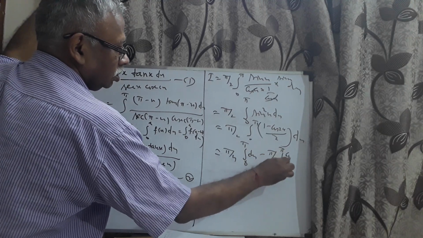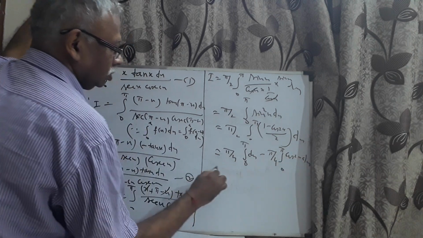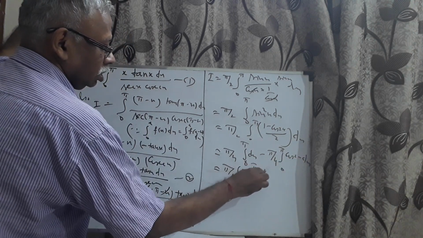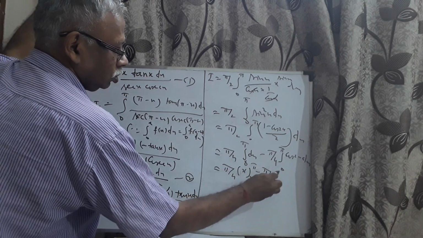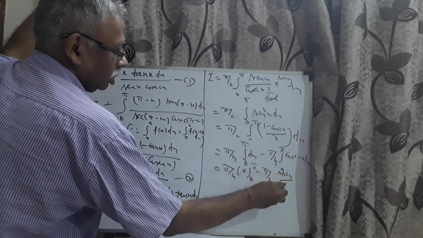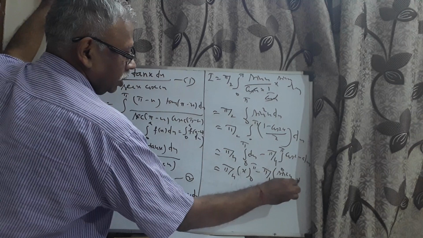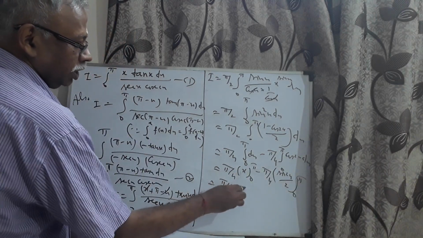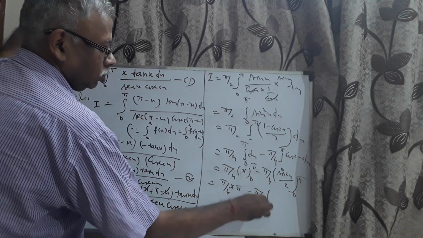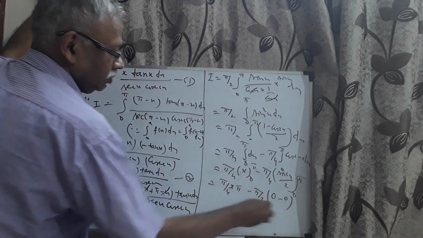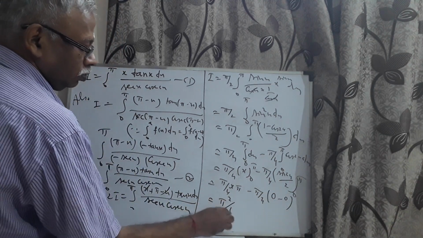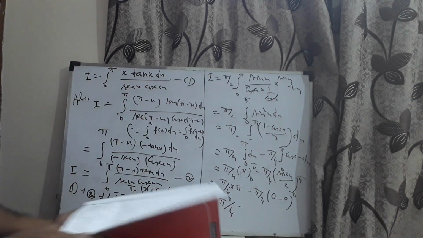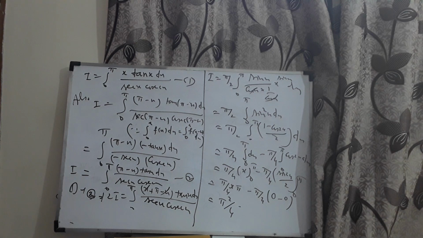minus pi by 4 integral 0 to pi cos 2x dx, which is pi by 4 times x from 0 to pi minus pi by 4 times sin 2x by 2 from 0 to pi. This will end up with pi by 4 into pi minus pi by 4 into sin 2 pi, which is 0, and sin 0 is also 0. So my final answer happens to be pi square by 4. My final answer will be pi square by 4.